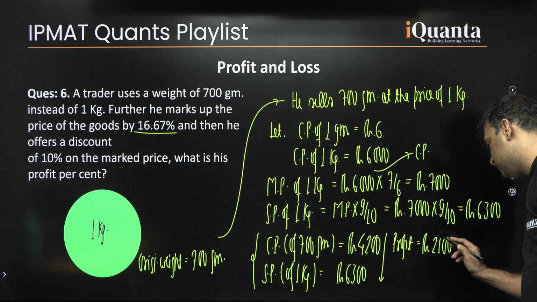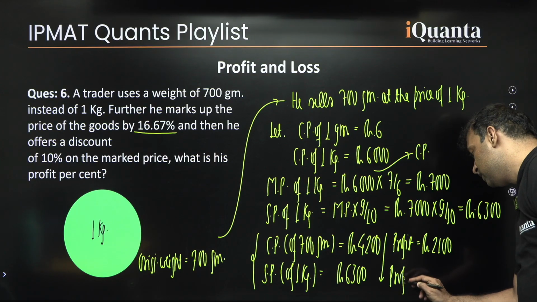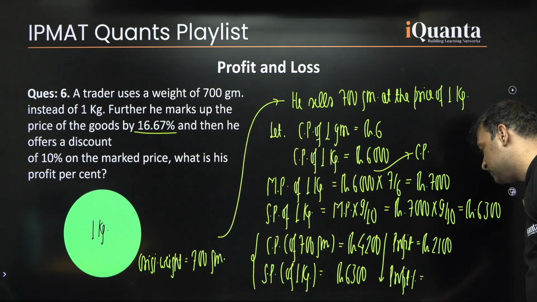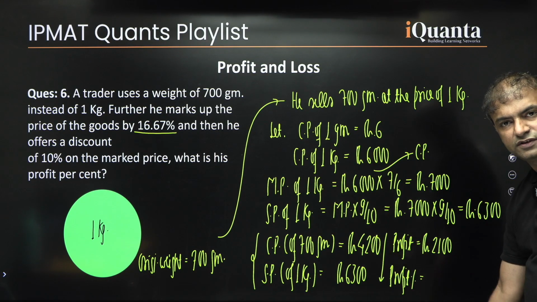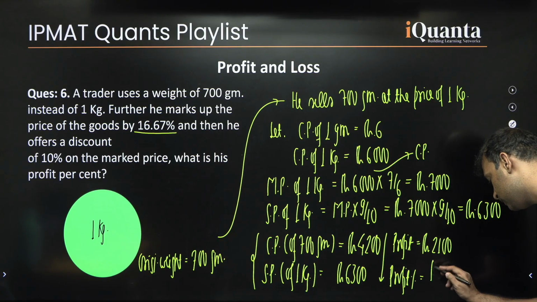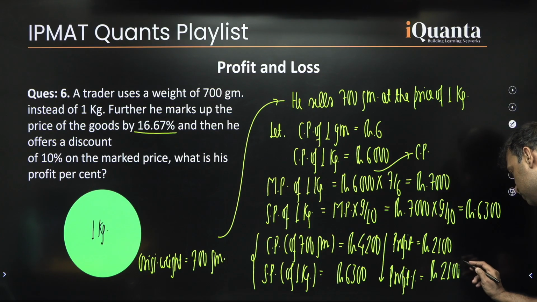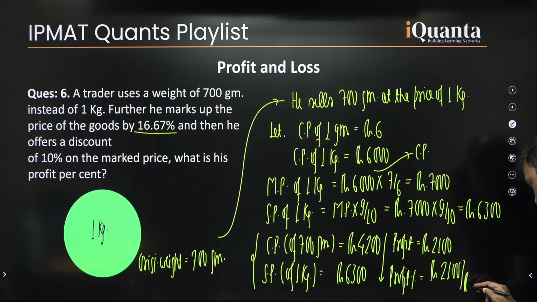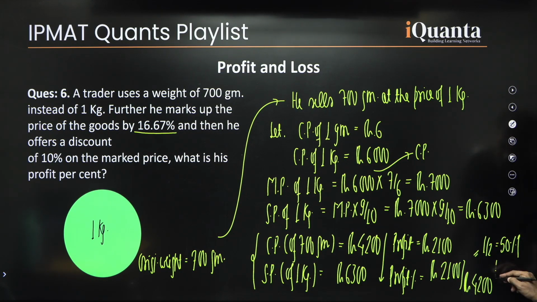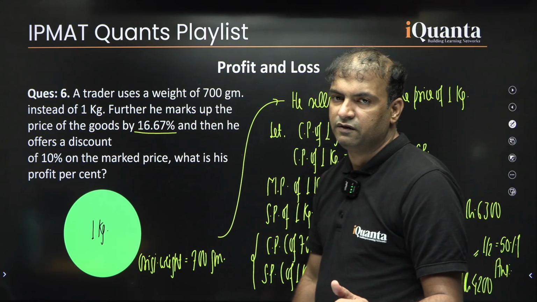And the last thing is to calculate the profit percentage, which we all know: profit is what percentage of CP. Okay, profit is 2,100 and CP in this question is 4,200, which is just double of 2,100. So guys, we can say this is 1 by 2, and further we can call this 50 percent, and finally we can say in this problem the overall profit is 50 percent.